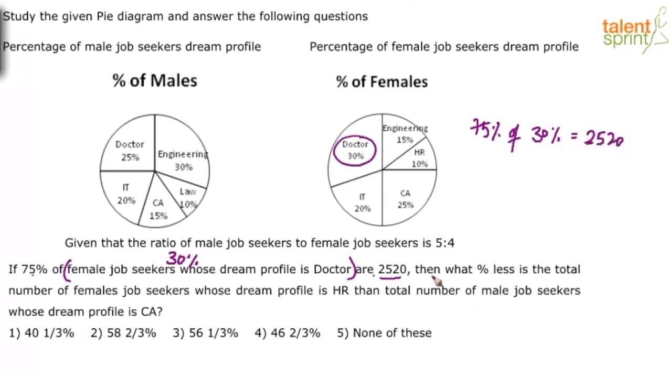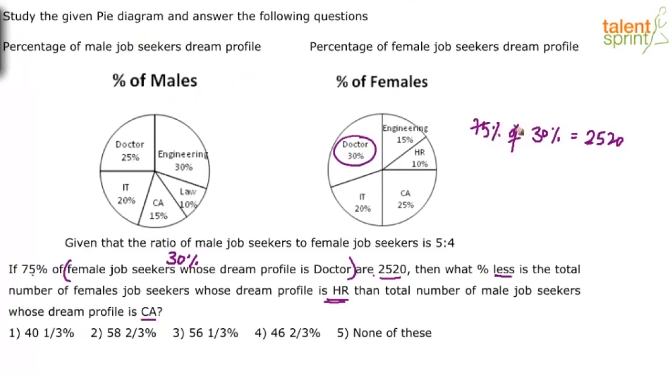Then what is he asking us to find out? Then what percentage less is the total number of female job seekers whose dream profile is HR than the total number of male job seekers whose dream profile is CA. So again, based on this value, first of all we need to find out the total values of both the pie charts, right? How do we do that?